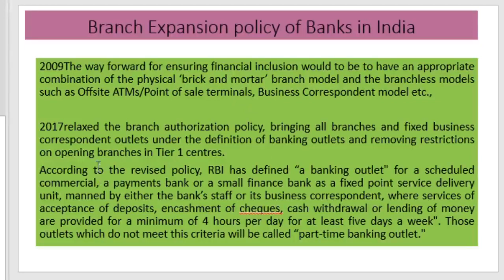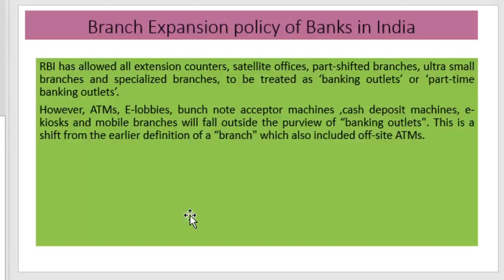Then in 2017, branch authorization policies were further relaxed, and restrictions on opening branches in certain centers were also removed. As a result of this policy, RBI allowed extension counters, satellite offices, part-time branches, ultra small branches, and specialized branches. These are to be treated as bank outlets or part-time banking outlets. However, ATMs, e-lobbies, cash deposit machines, etc. will be outside the purview of the banking outlet. This is a shift from the earlier definition of branch, which also included off-site ATMs.